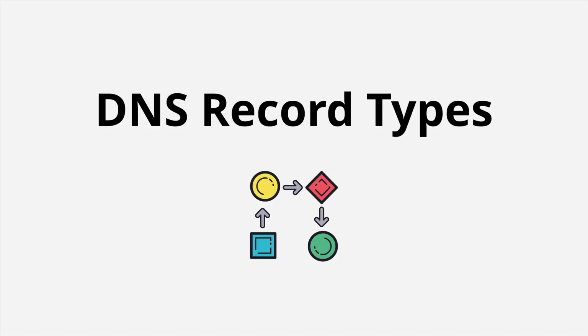Welcome back. I've spent the last few lessons going through DNS, helping you, I hope, understand how the system works at an architectural level. In this lesson, I want to finish off and talk about the types of records which can be stored in DNS, and I'll try to keep it quick, so let's get started.